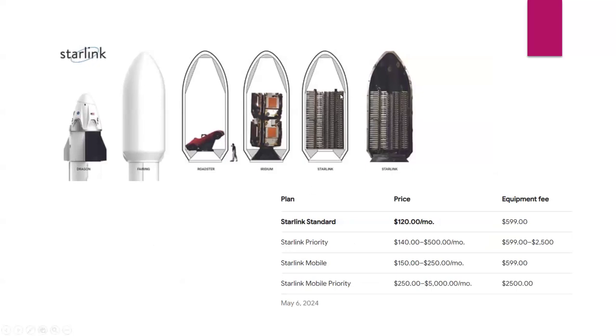And this shows how they put a whole bunch of these satellites on the fairing of the rockets. The other thing that SpaceX did, as you know, is that they can reuse their rockets. They launch a satellite and then they bring the rocket down, which was a very innovative thing that they came up with.